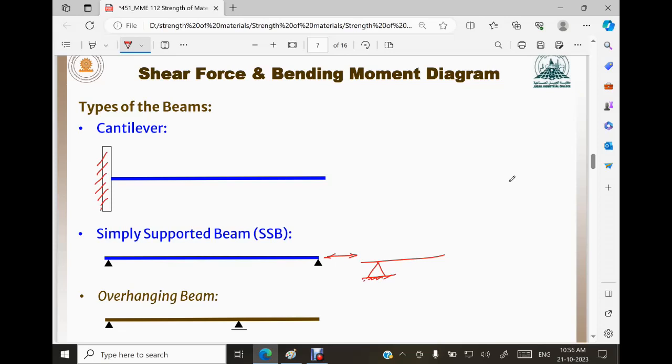There is no hinge here. There is no hinge here. Understand? It is just a simple support. So what will happen? The beam is just resting on two supports. That's all.